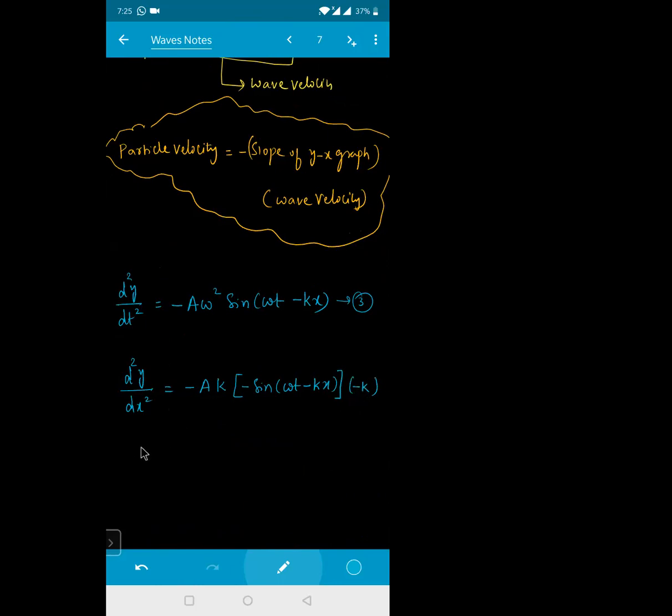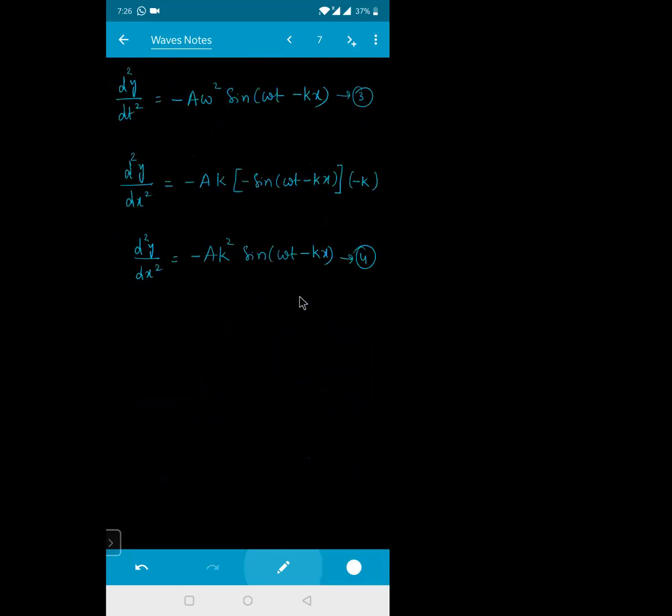That means I can write d square y by dx square will be equal to, minus of minus becomes plus, and this minus is still remaining there. So this is minus of a into k square into sine of omega t minus kx. This is my equation number 4. Is this step clear for everyone? Yes, sir. Equation 3 and equation 4, is it clear for everyone?